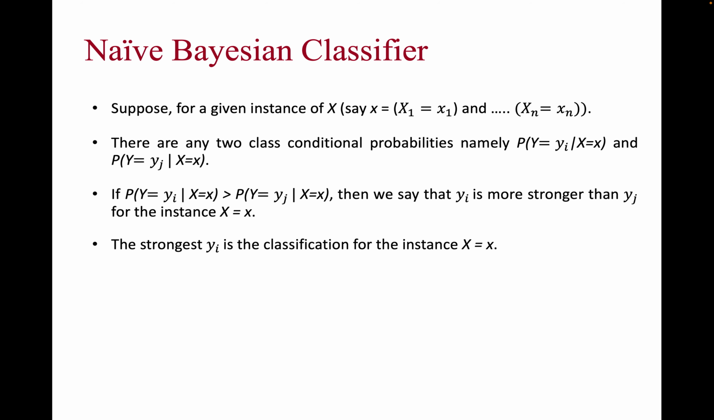Suppose for a given instance there are any two classes, then we can say that one is a stronger classification than the other.